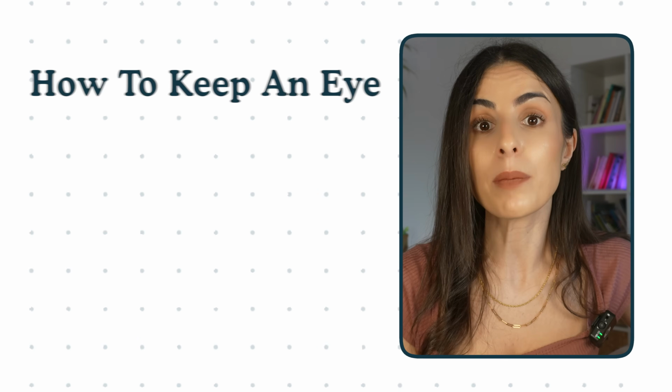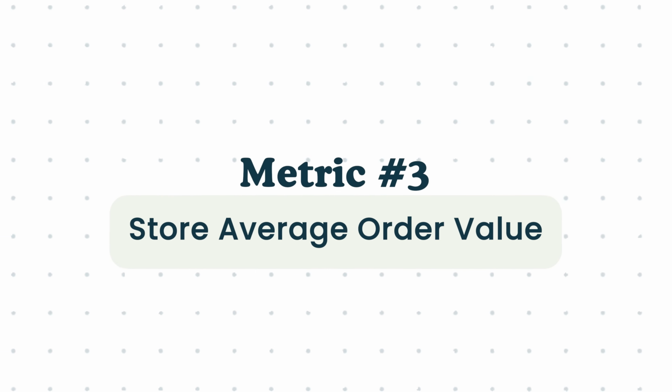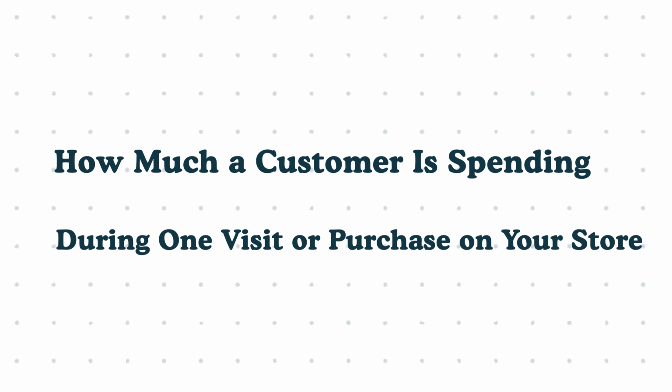So now that you know how to keep an eye on your sessions and on your store conversion rate, your next most important metric is your store average order value. And it's a kind of a deeper funnel metric. This metric is super important because it's going to tell you how much a customer is spending during one visit, one purchase on your store. So obviously, the higher your average order value is, the better it is.